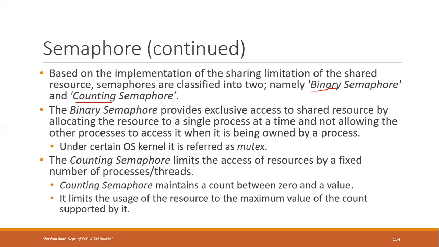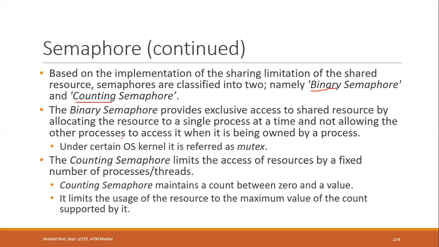Whereas the counting semaphore limits the access of resources by a fixed number of processes or threads. So it is not like only one process will be given access at a time, but a certain fixed number. There will be a count. Counting semaphore maintains a count between 0 and a value. It limits the usage of the resources to the maximum value of the count that is supported by it.